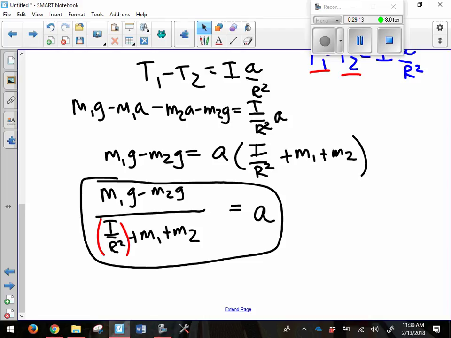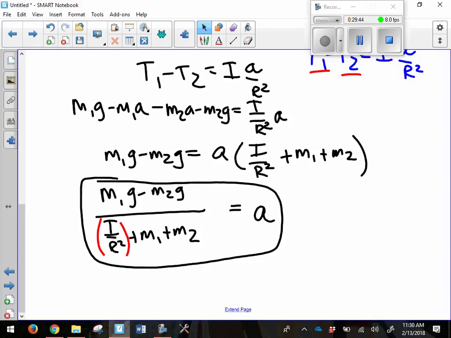But if I add some, Maddie. Sure. I move these over to the other side and then factored out an A. Because I would add M1A to this side and add it to that side. Oh, okay. Oh, all right.